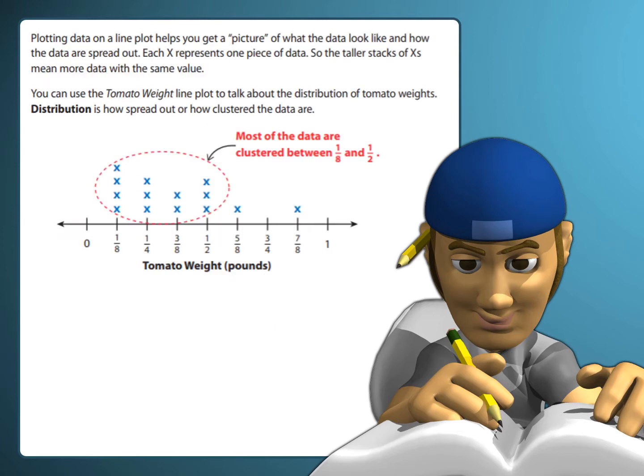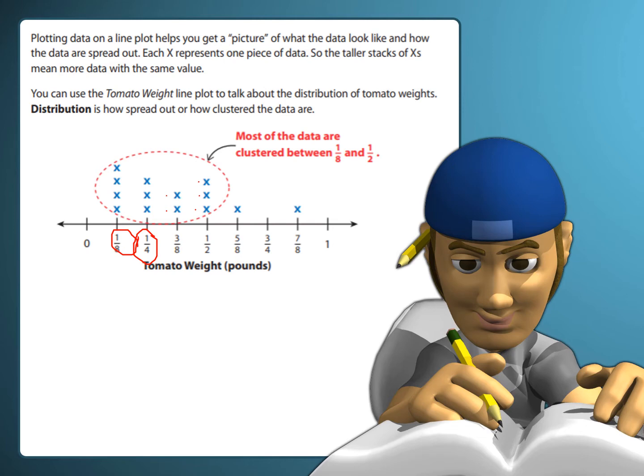By plotting data on a line plot, we are able to get a better picture of what that data looks like and how it is spread out. If you look at this particular line plot, we can see that for 1/8 of a pound, there were 4 tomatoes. For 1/4 of a pound, there were 3 tomatoes. For 3/8 of a pound, there were 2 tomatoes. For 1/2 of a pound, there were 3 tomatoes.